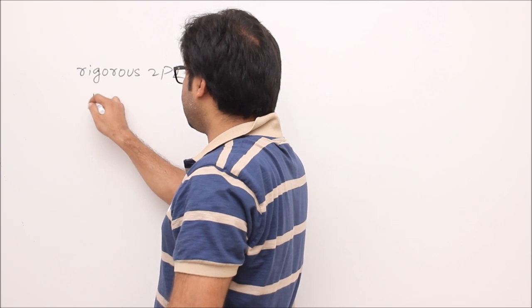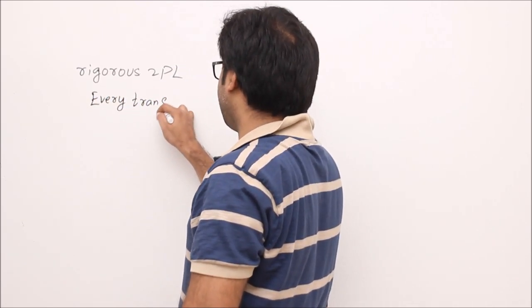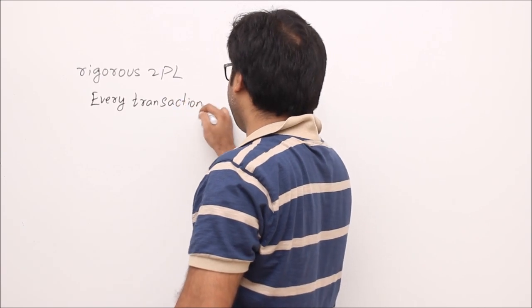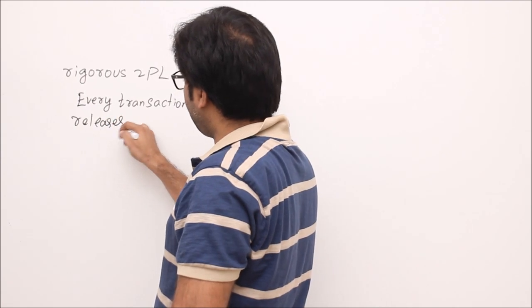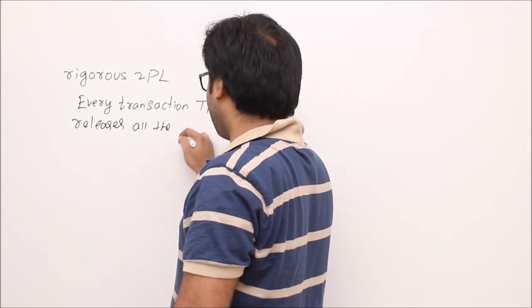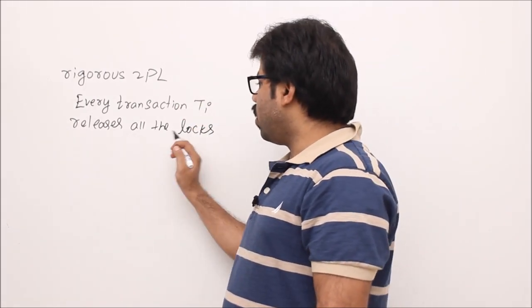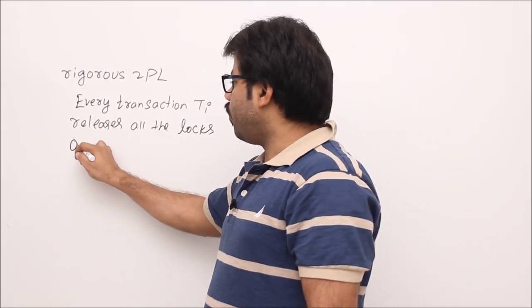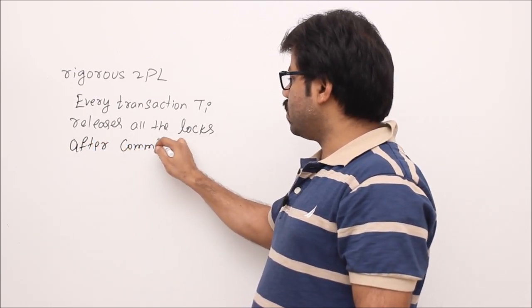So let me write the statement: every transaction Ti releases all the locks, not only exclusive, read and write, releases all the locks after commit. That is the statement I can say.